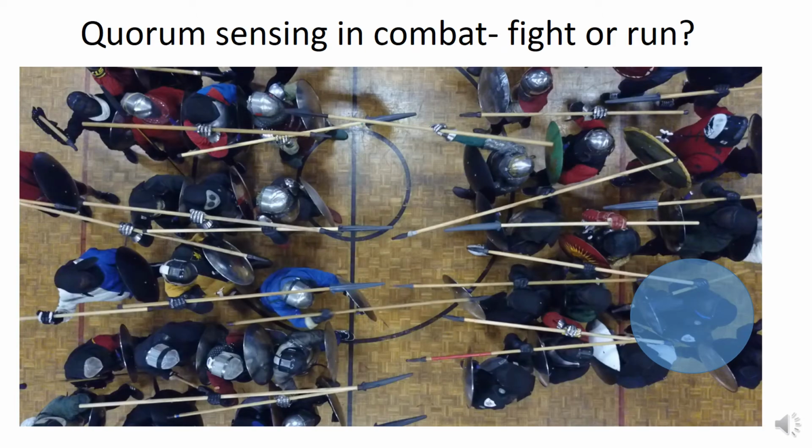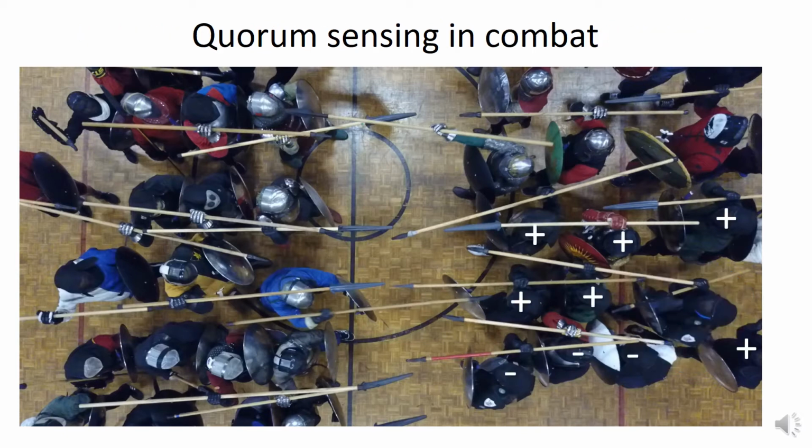We see something like quorum sensing in combat when we have individuals who are facing a decision whether to fight or to run. How does this fella here, let's say, on the bottom right, how does he decide whether to stand in combat or to run? What he's doing is he's adding up the information he's getting from all the other combatants around him.